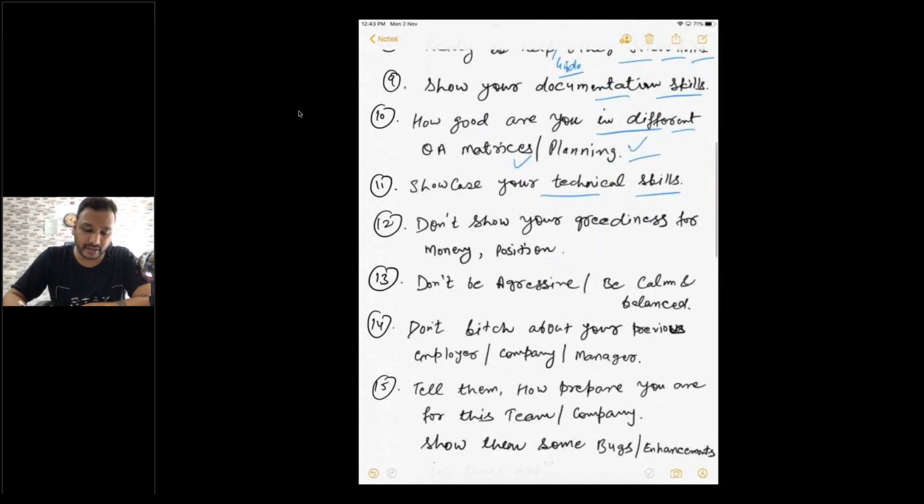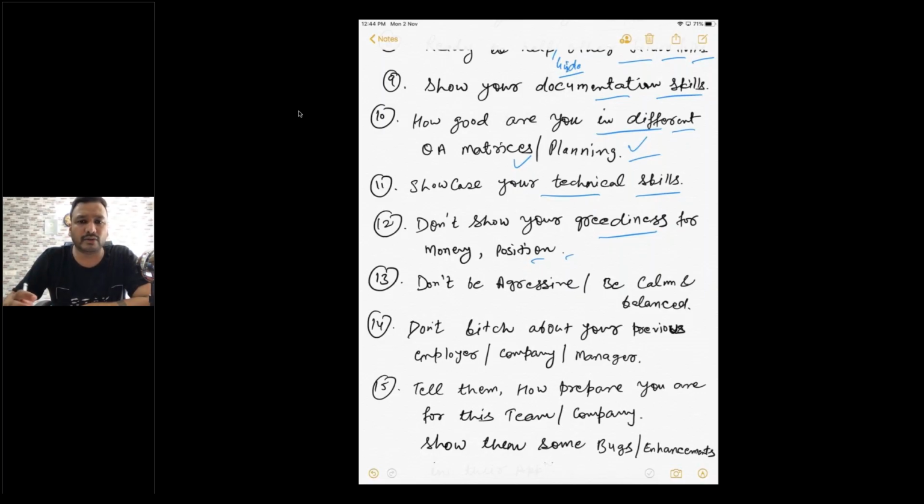Now, don't show your greediness for money and position. This is again a very, very important point, because generally managers ask what your expectation is, what role you're looking for, what kind of position and money you're looking for. Just simply say that yes, this is the figure in my mind, but it's negotiable, and this is the kind of position that, according to my experience and knowledge, I'm expecting. If you fulfill it, definitely I'll try to do that, but this is always negotiable. We can negotiate if the work is good.